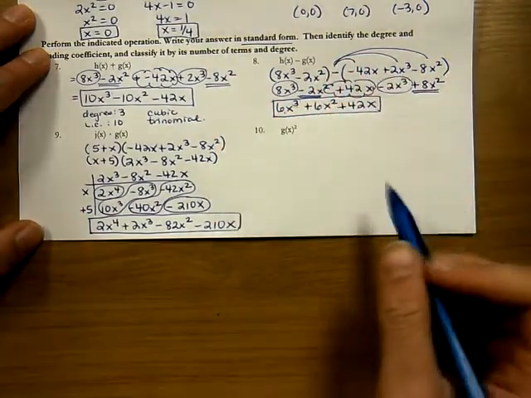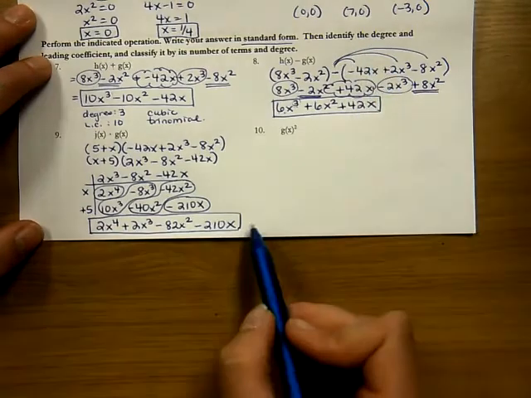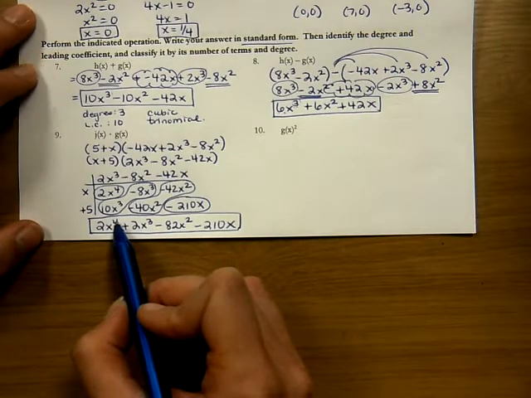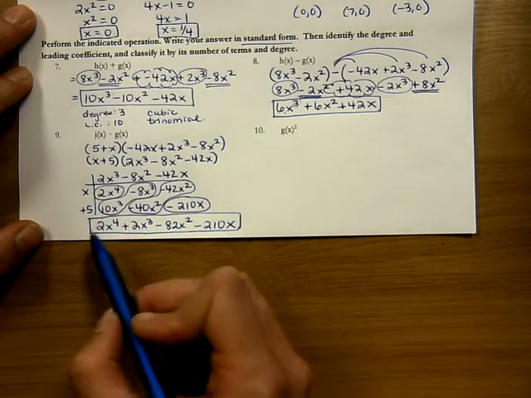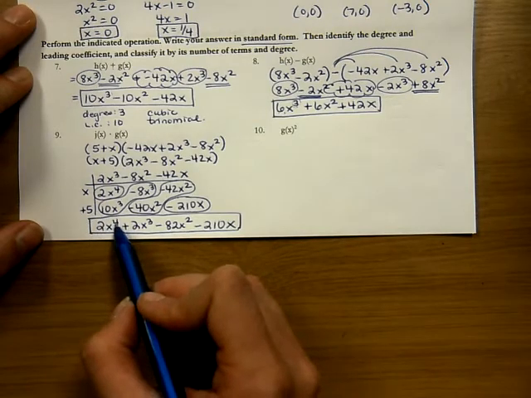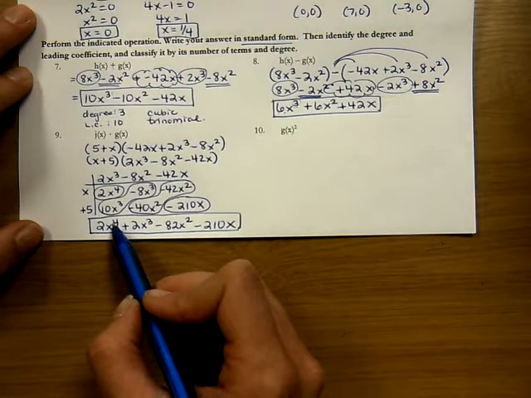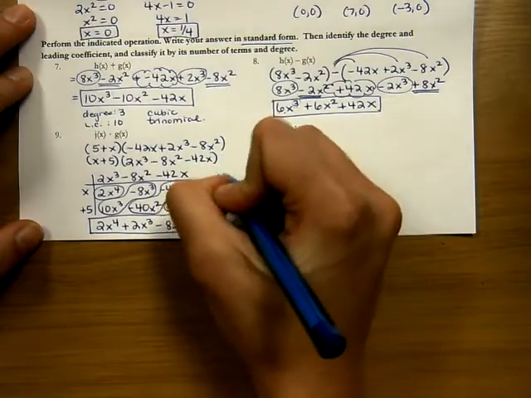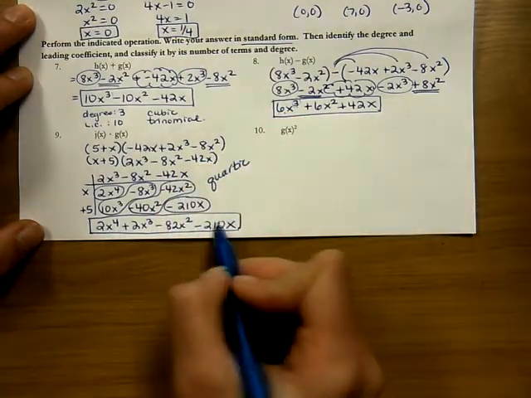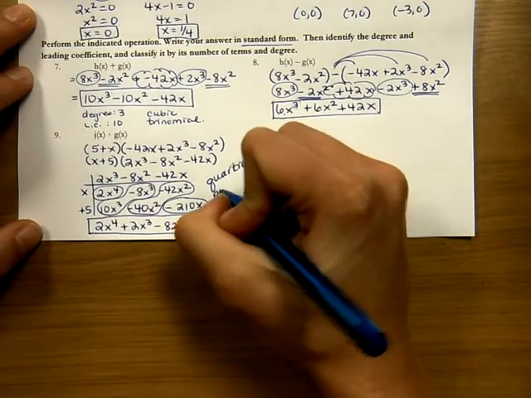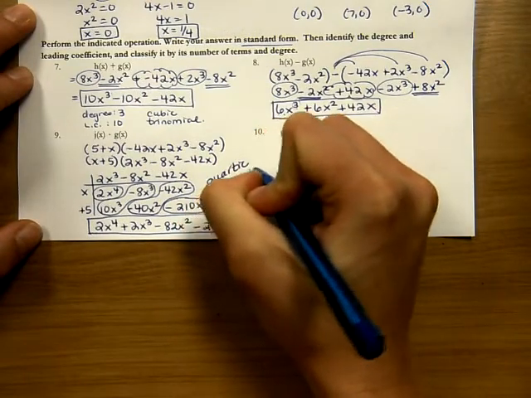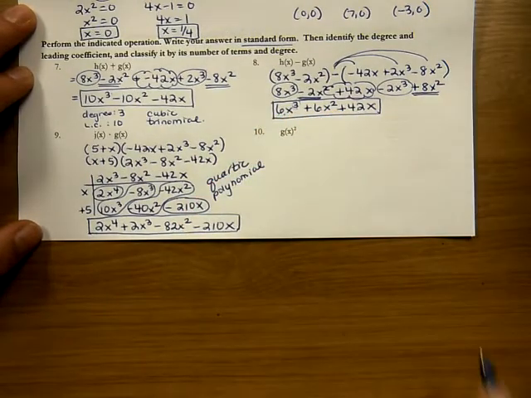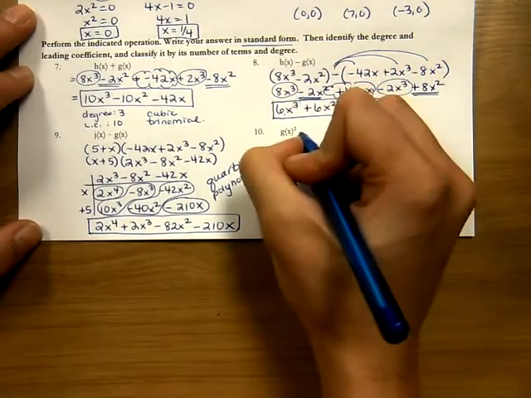There we go. All right, so then it says identify the degree. The degree is the highest exponent, in this case, which is 4. The leading coefficient would be 2. And then to classify it, because the degree is 4, it is a quartic. And because there's 4 terms, anything more than 3, we just say polynomial. The quartic polynomial.